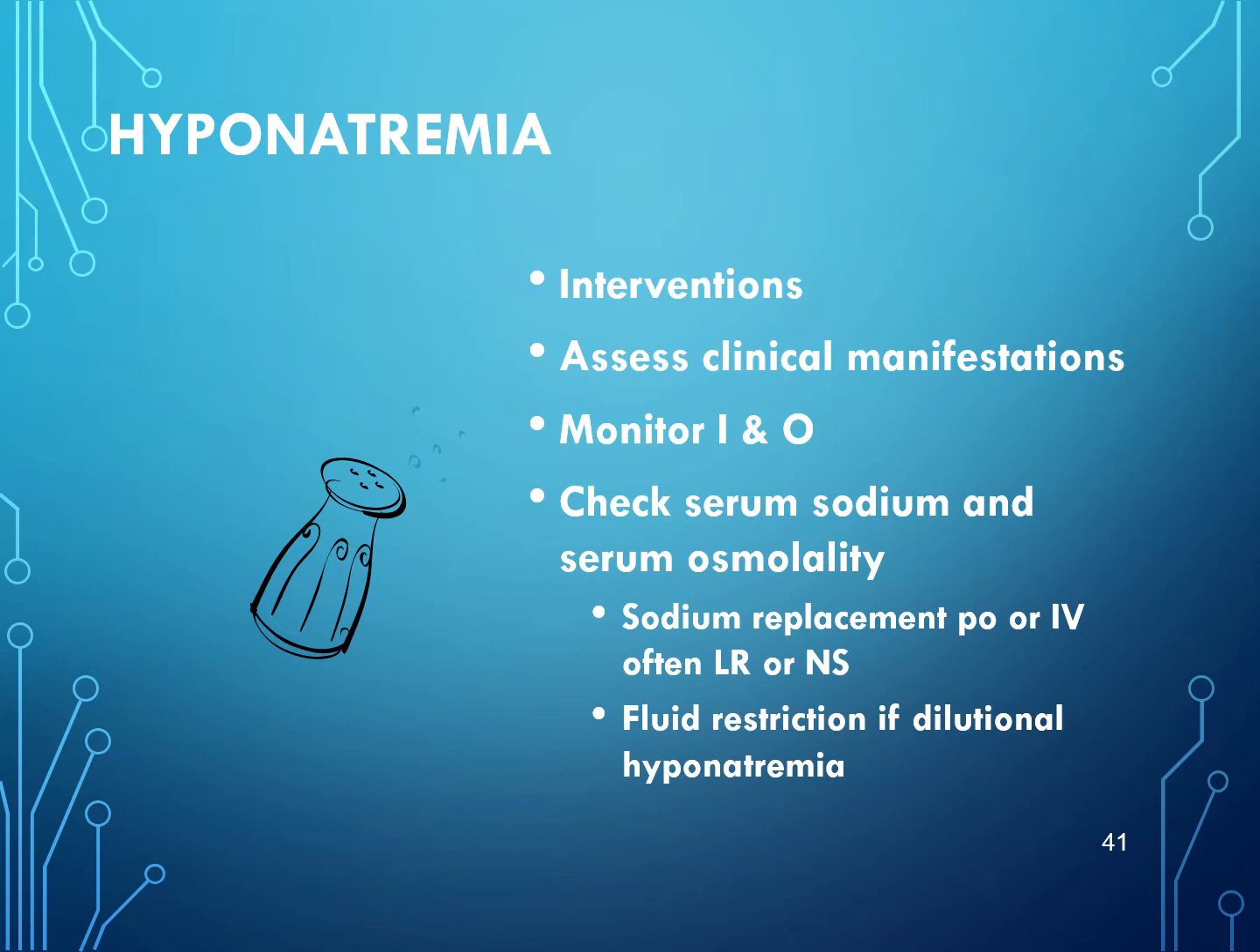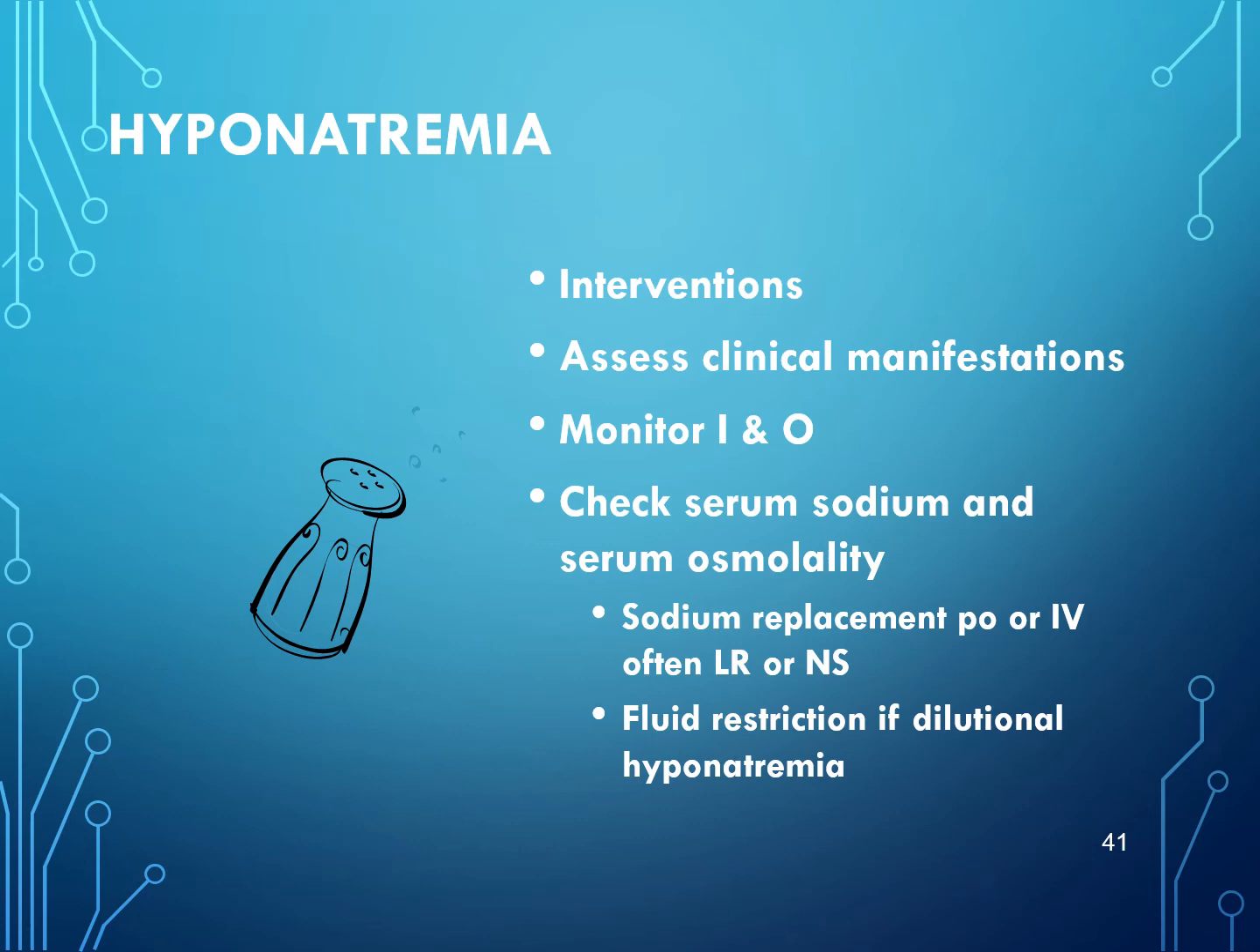Our interventions. We're going to assess clinical manifestations. So what are we seeing in the client? What is characteristic of hyponatremia? We're going to monitor intake and output. It's going to be a given on most of these that we are monitoring intake and output. We're going to check the serum sodium and serum osmolality. So the normal osmolality is going to be 279 to 290 osmoles. Osmolality will increase with dehydration and decrease with overhydration.